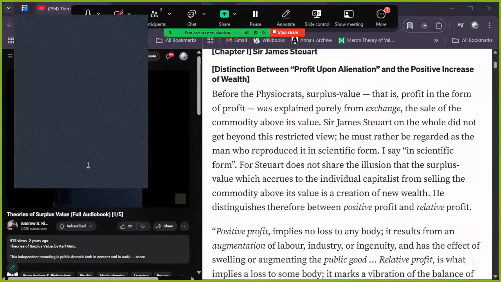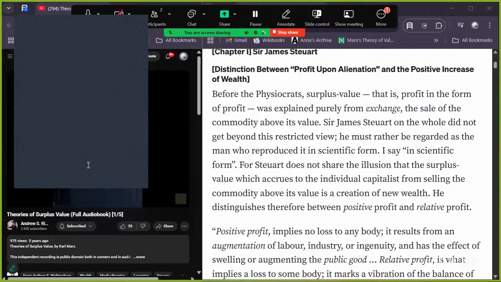Before the physiocrats, surplus value, that is, profit in the form of profit, was explained purely from exchange, from the sale of the commodity above its value. Sir James Stewart, on the whole, did not get beyond this restricted view. He must rather be regarded as the man who reproduced it in scientific form. I say in scientific form, for Stewart does not share the illusion that the surplus value which accrues to the individual capitalist from selling the commodity above its value is a creation of new wealth. He distinguishes, therefore, between positive profit and relative profit.